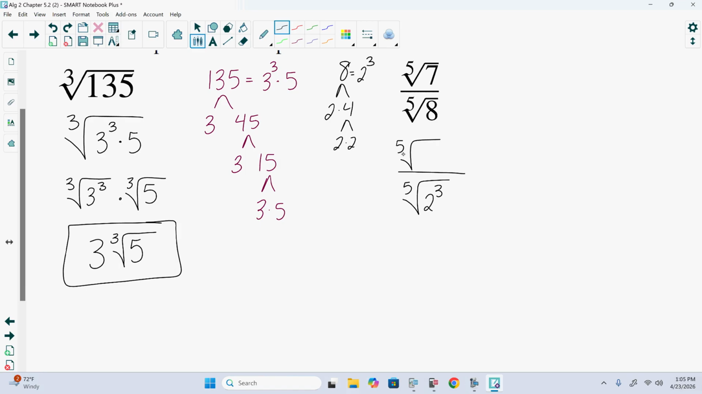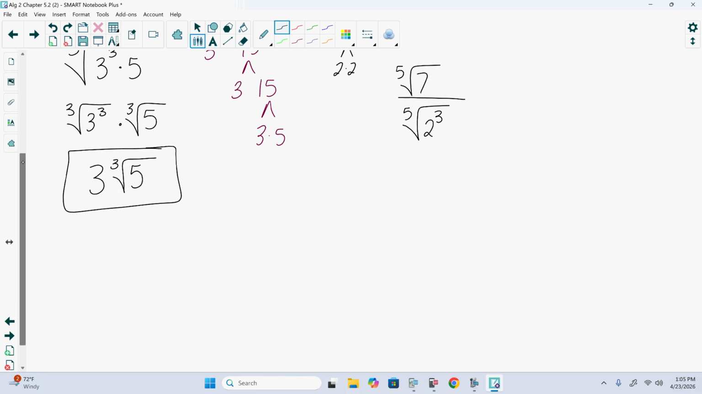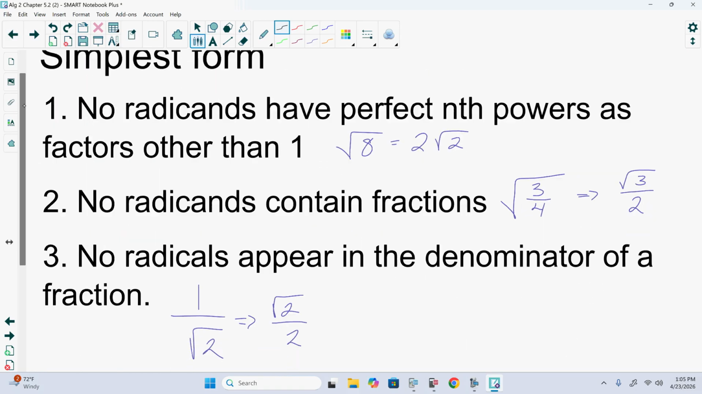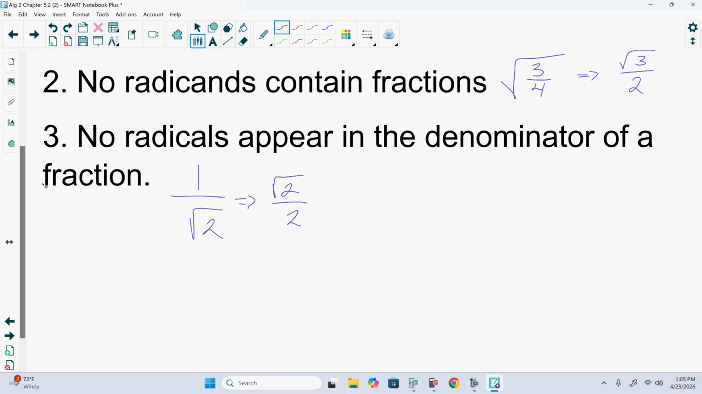On top, we have the 5th root of 7. That hasn't changed. Any questions on this so far? Now, what would be nice is if this denominator was the 5th root of 2 to the 5th. Because then that 5th root and 5th power would reduce out. They would simplify down. We wouldn't have anything else to work with. It would be simplified, because that's the big issue at this point: no radicals in the bottom of the fraction.